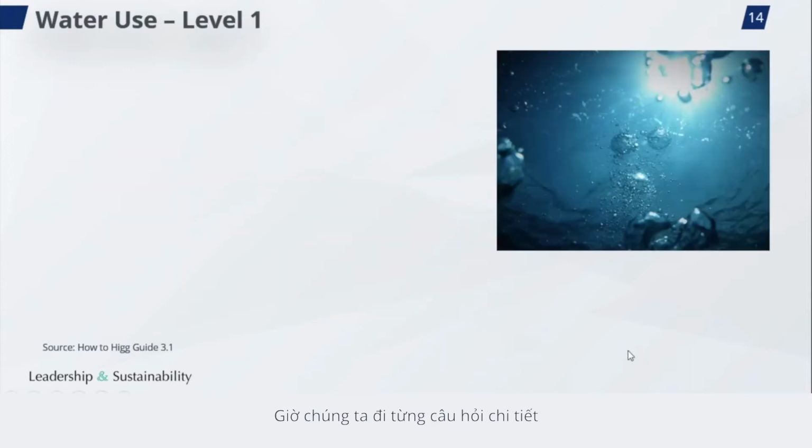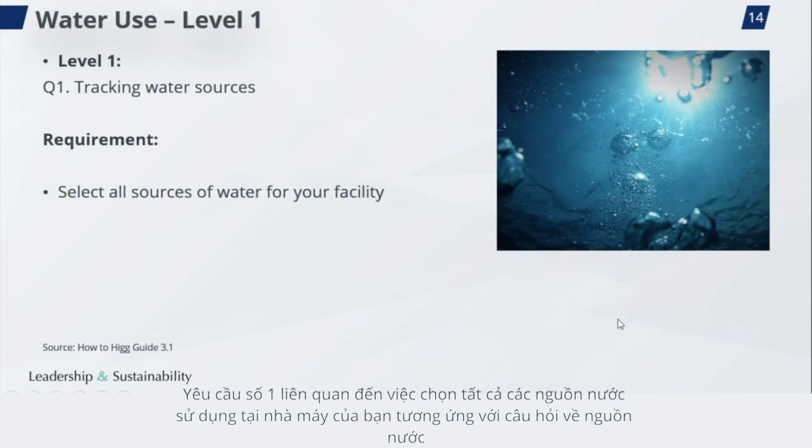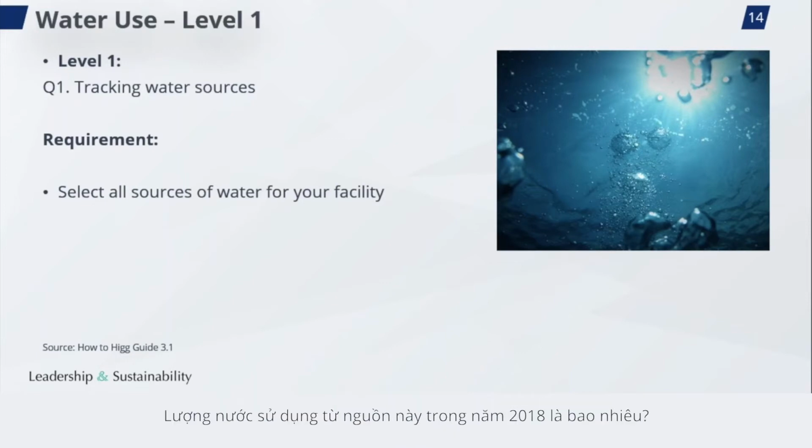The first requirement deals with the selection of all sources of water use for your facility, with corresponding questions according to your water sources. Does your facility track its water use from this source? What quantity of water was used by this source in 2018, if you are completing the self-assessment right now? Which method was used to track this water source? What was the frequency of the measurement? And then you can also provide any additional comments.